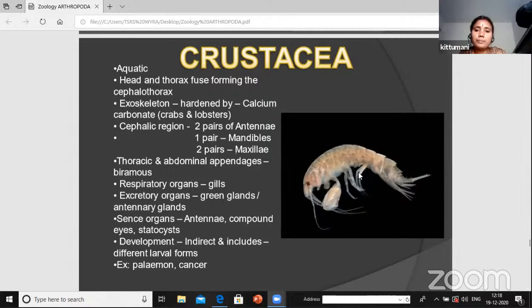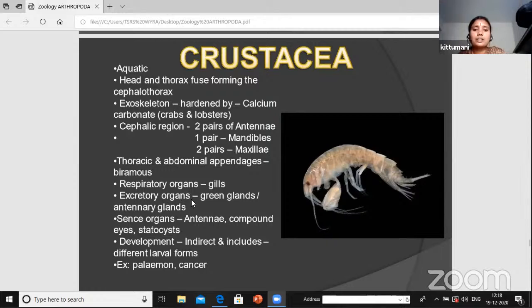Here, abdominal appendages, look into this picture. Here the appendages are bifurcated into two. Okay, the next, respiratory organs are the gills. What are the respiratory organs? Gills, because they are living in the aquatic mode, so respiratory organs are gills.